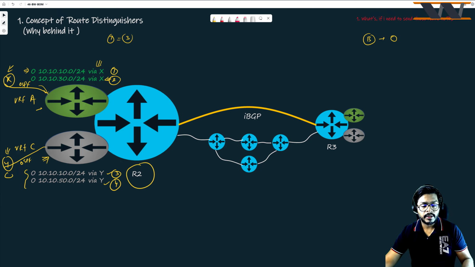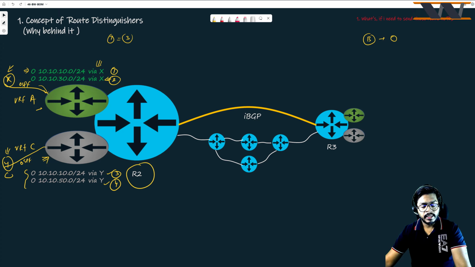But if you were learning these two routes from two different routers in the same table, then OSPF is going to select one on the basis of cost. And if the costs are equal, then it is going to select both of them to send the traffic. But if it needs to send this route to any other router, it is not going to send the two routes. It is always going to send only one route. And here is my problem.